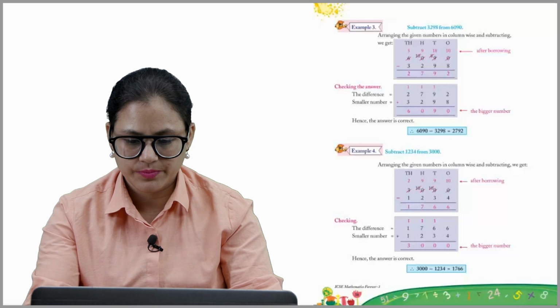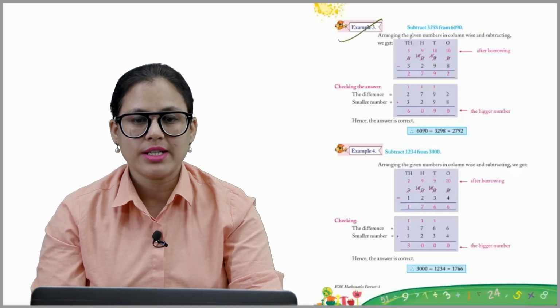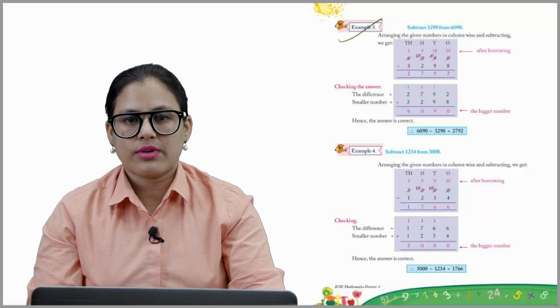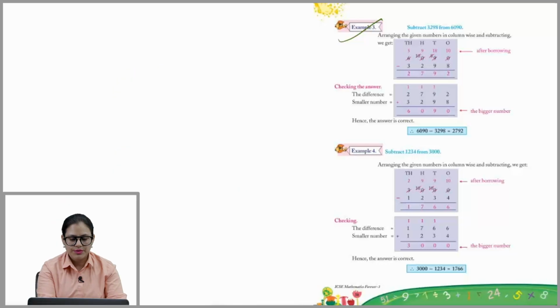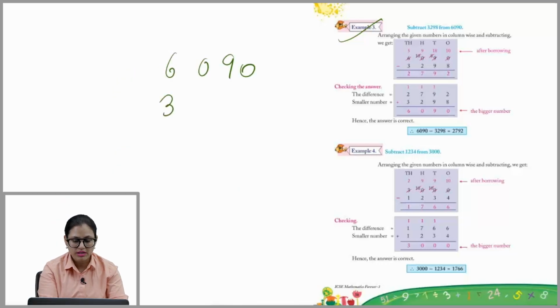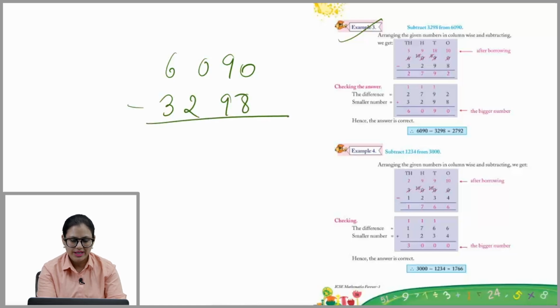Example 3, we have to subtract 3298 from 6090. So first we will write the bigger number, and under the bigger number we will write the smaller number, and then we will subtract. 0 minus 8, we cannot subtract 8 from 0, so we will borrow from here. 10 minus 8 is 2.